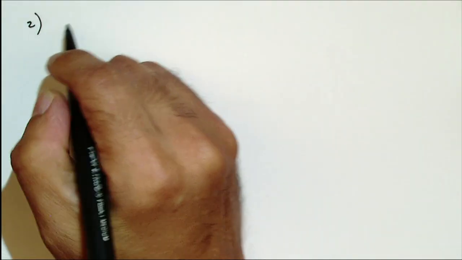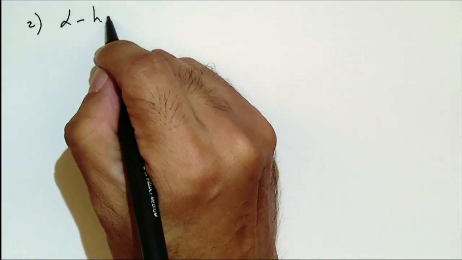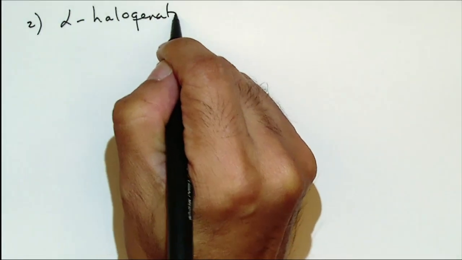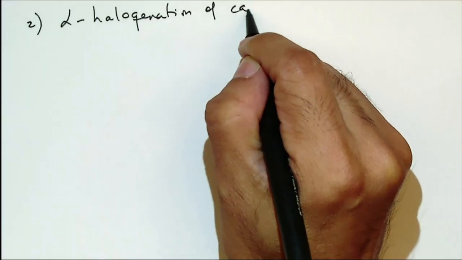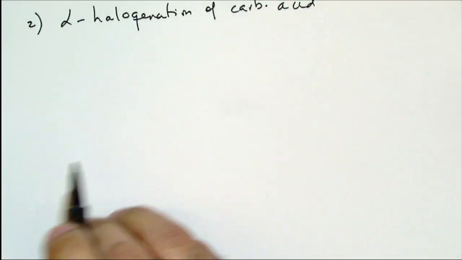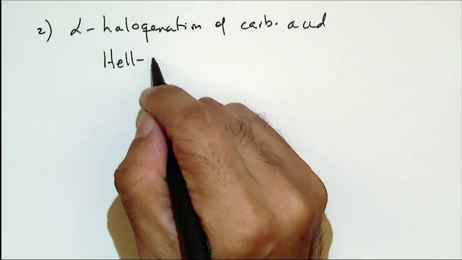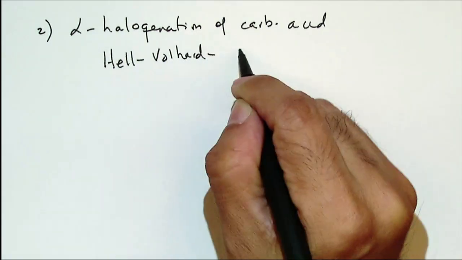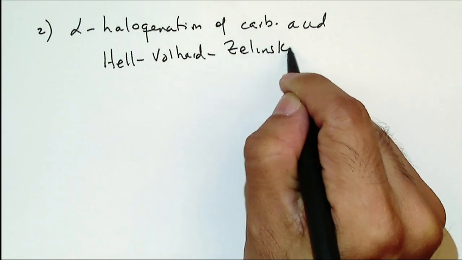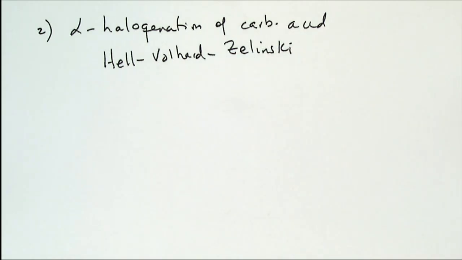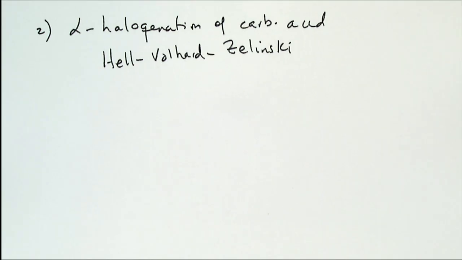What about alpha halogenation of a carboxylic acid? Well, this one actually has a name to it. This reaction is called the Hell-Volhard-Zelinsky reaction. And this reaction is used to attach strictly bromine at the alpha position in a carboxylic acid, not chlorine or any other halogen. And you know, if that works, then why change a good thing?